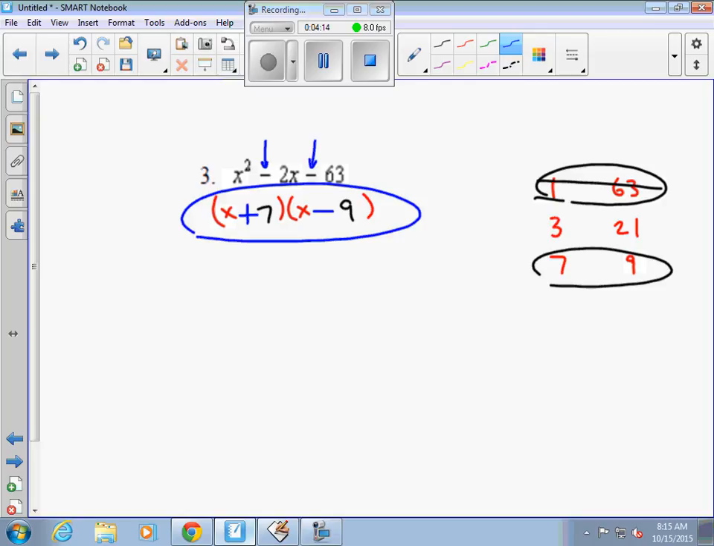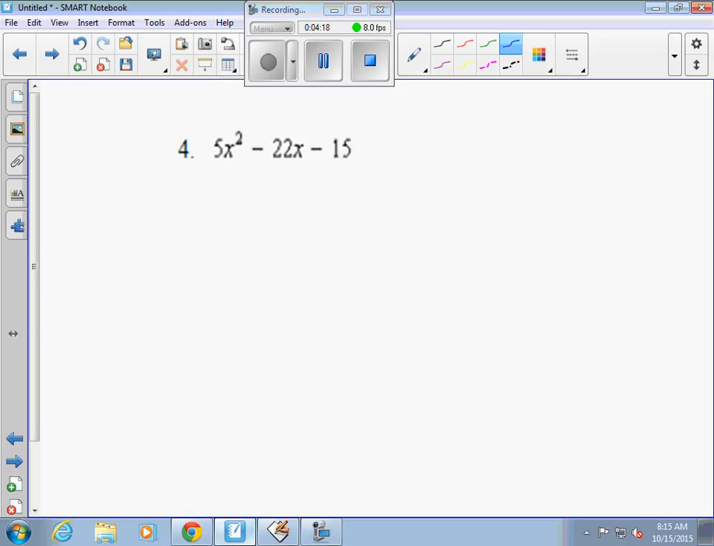Again, 1, 2, and 3 were all A value 1. 4's A value is 5. So for this one, you have to use 5 and 1. That's the only factors of 5. So we'll use 5x times 1x. You have to do it that way.